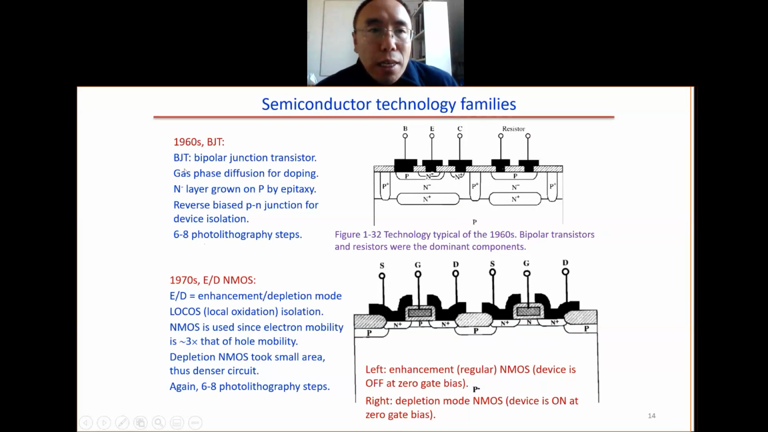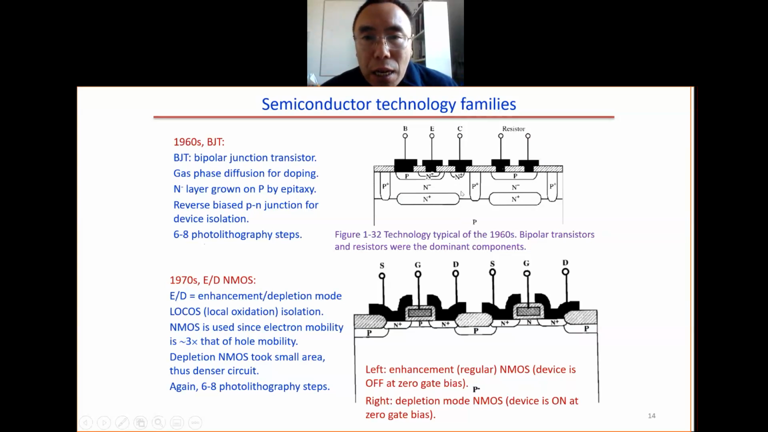So here we see again, in the 1960s, at the beginning, as we said, we used the bipolar junction transistor. So this is the NPN. We have the resistor. We can form this logic circuit. The doping is done by gas phase diffusion. The N minus layer is made by epitaxial growth. We will learn about epitaxial growth later on.